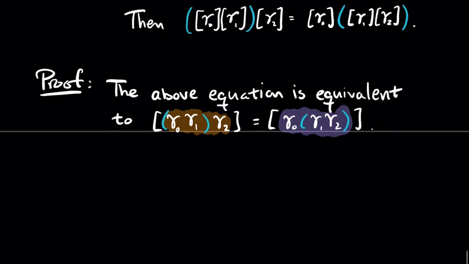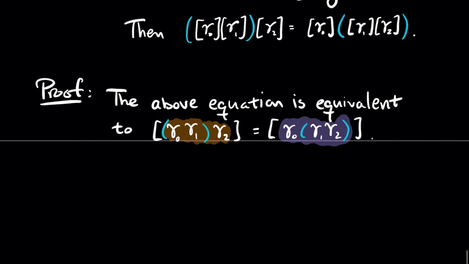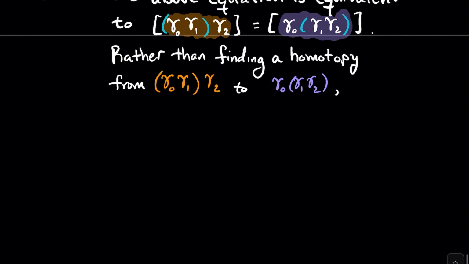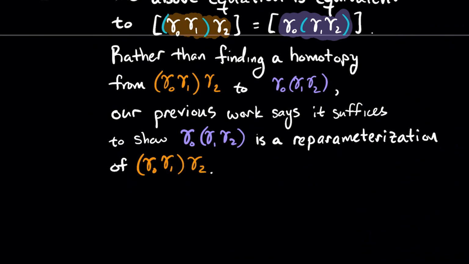Now, the above equation is equivalent to, I can move around the brackets according to how we defined what the path product is for equivalence classes. I can move those brackets around if I need to, and this is going to be a little bit more convenient for us to show. Now, rather than finding a homotopy between these two curves, what we're going to do is think about what we've already done.